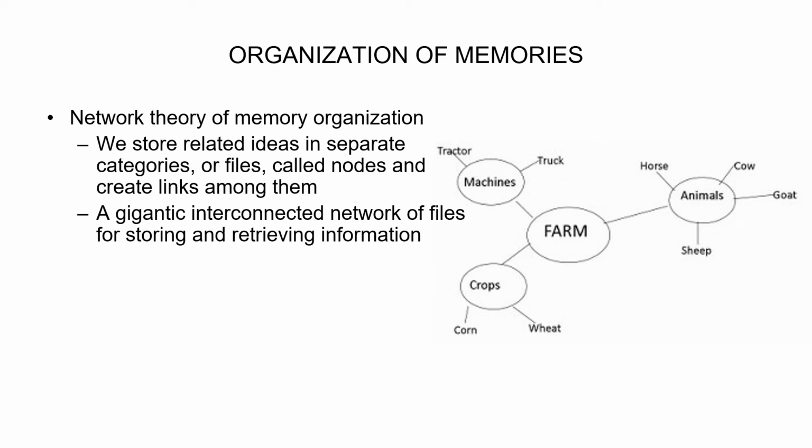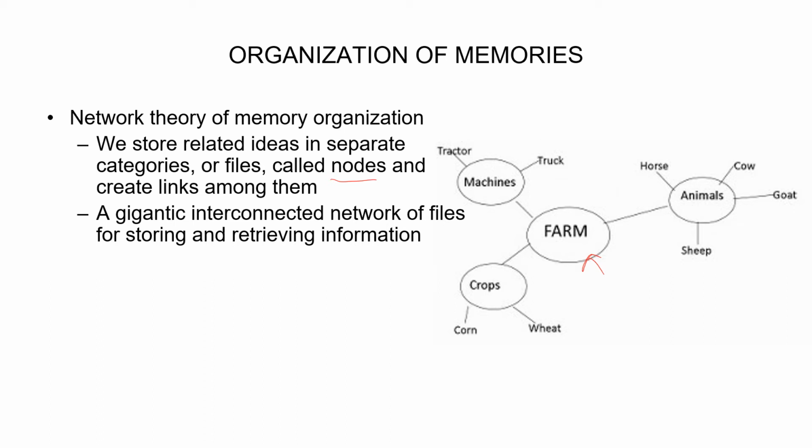Whenever we're talking about the organization of information in our brain, we look at it in a very network-oriented way. That is, we store ideas in categories, and really these categories are almost looked at like nodes. So where we've got farm in the center, that is the node of farm. Now, yes, within the node of farm, it might make up a whole bunch of different things, but if we're talking about the memory for farm, we look at it as the node of farm.